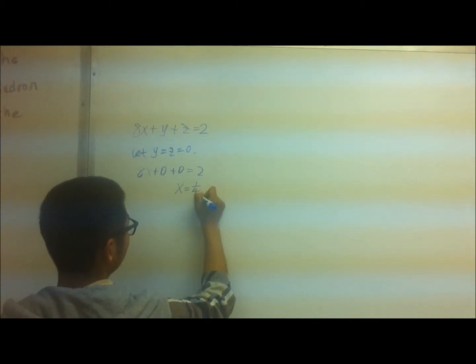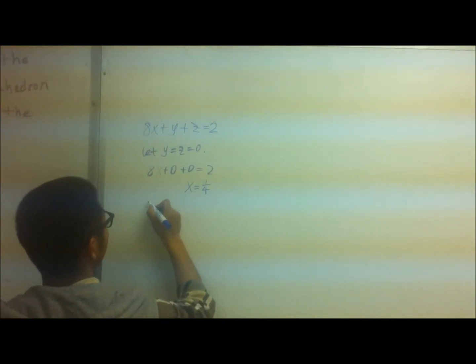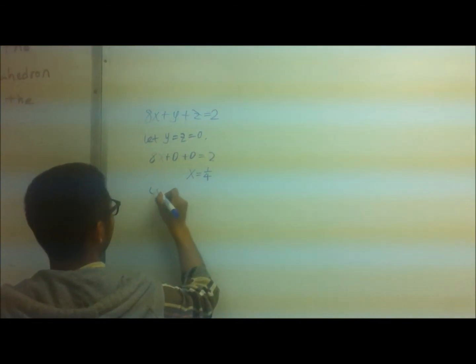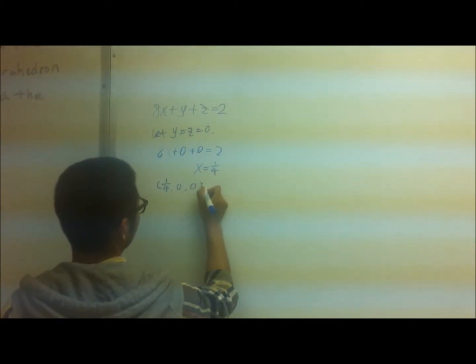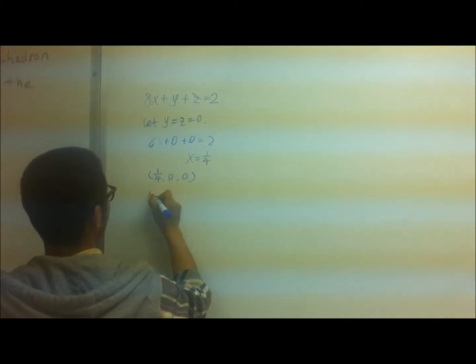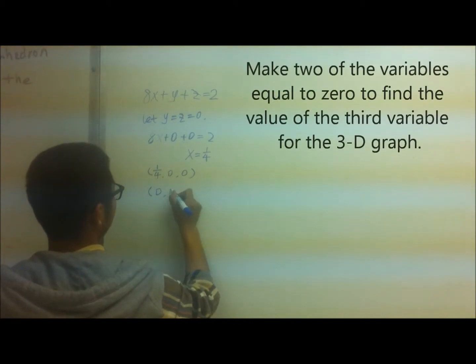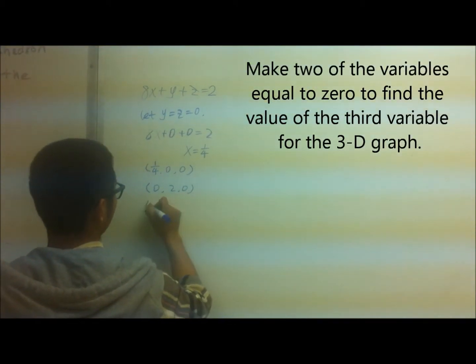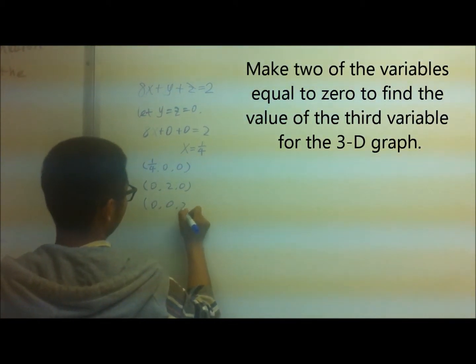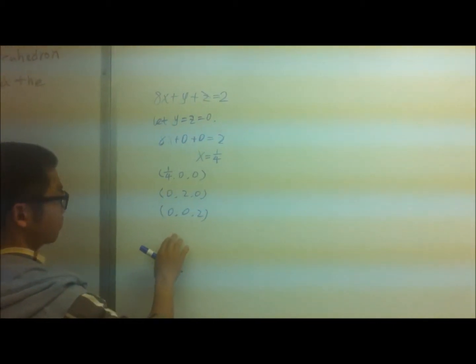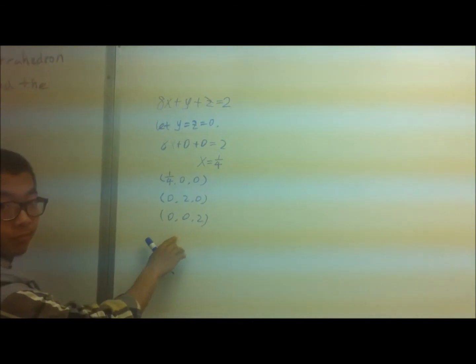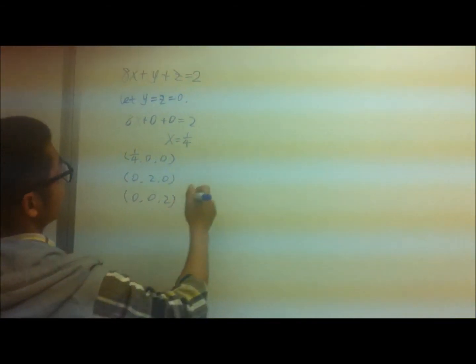Using the equation of the plane, he set y and z equal to 0 and found x. You would do this 2 more times to find y and to find z. Now that we have the points, we can graph them.